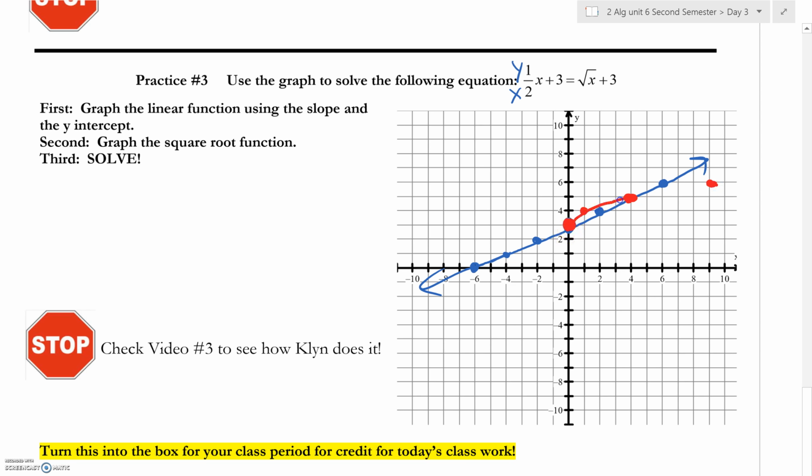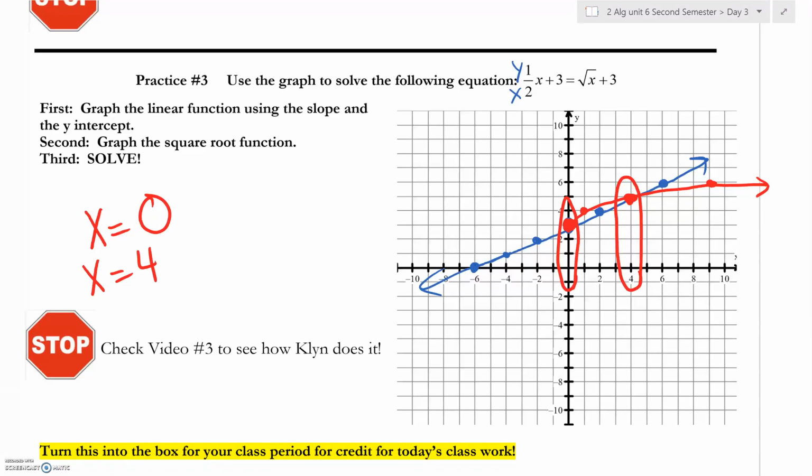So you can see the red dots forming the curve that is our square root function, and we can see where they've conveniently overlapped with the linear function. So our solutions occur here when x is 0. And again, this is interesting, when x equals 4. So in fact, this particular line and square root function have two solutions, two places where they intersect. Tomorrow when we look at this, we'll see what happens when we solve them algebraically.